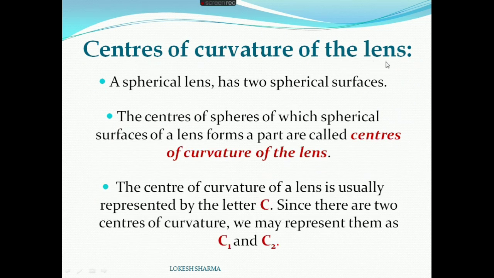Our next heading is center of curvature of the lenses. We all know that a spherical lens has two spherical surfaces. The centers of spheres of which spherical surfaces of a lens form a part are called centers of curvature of the lens. The center of curvature of a lens is usually represented by the letter C. Since there are two centers of curvature, they may be represented as C1 and C2.